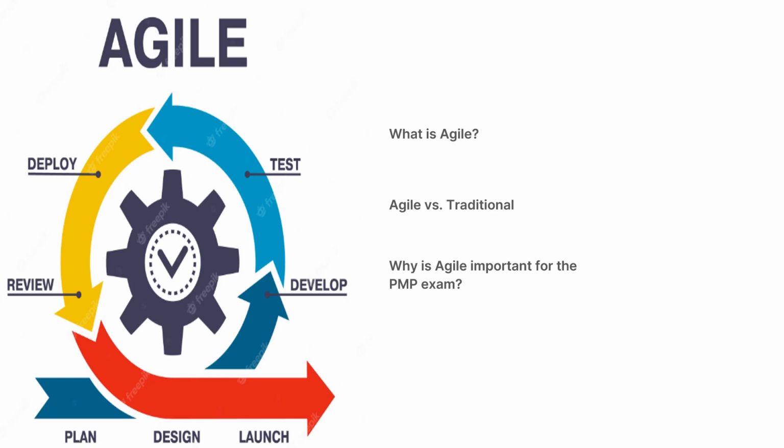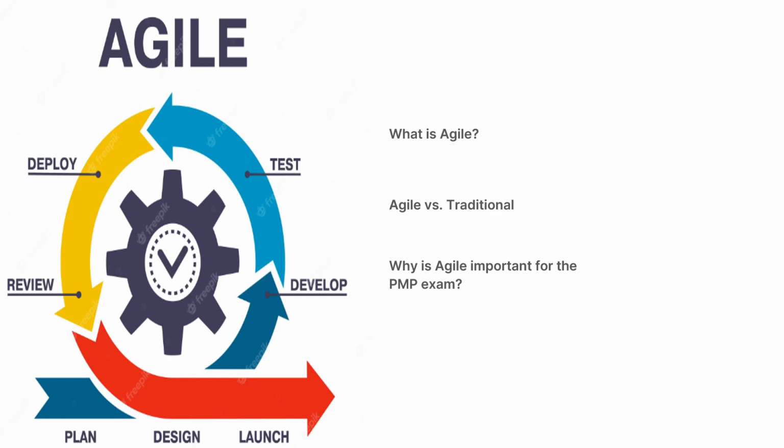Differences between Agile and traditional approaches. Plan. Agile uses adaptive planning, allowing for changes throughout the project. Traditional approaches emphasize upfront planning. Execution. Agile projects deliver incremental pieces of functionality in short cycles. Traditional projects have distinct phases: requirements, design, build, test. Feedback. Agile seeks constant feedback from stakeholders, while traditional projects gather feedback at the end of phases.